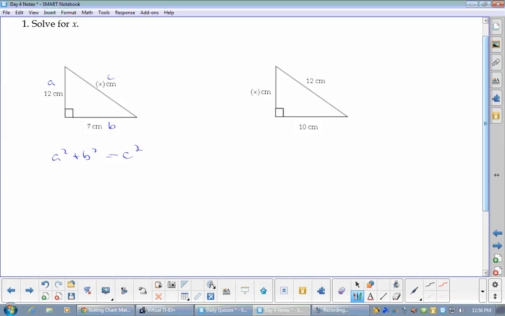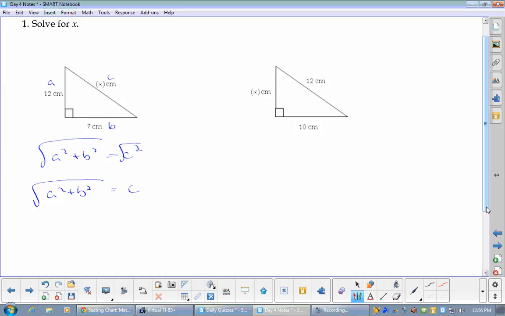Now, our unknown is C. But I have this formula, and it says equals C squared. I need this to equal C. What do you do to C squared to make it C? Square root it. And you know in algebra, what you do to one side, you do the other, right? You've heard that enough times. So you do that to both sides. So the formula is the square root of A squared plus B squared.